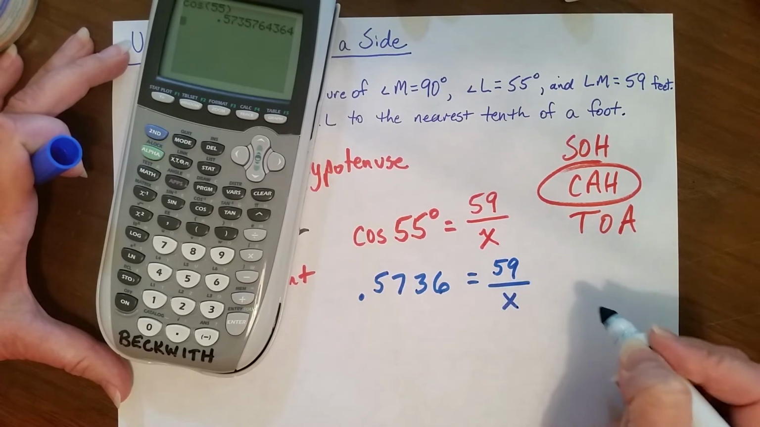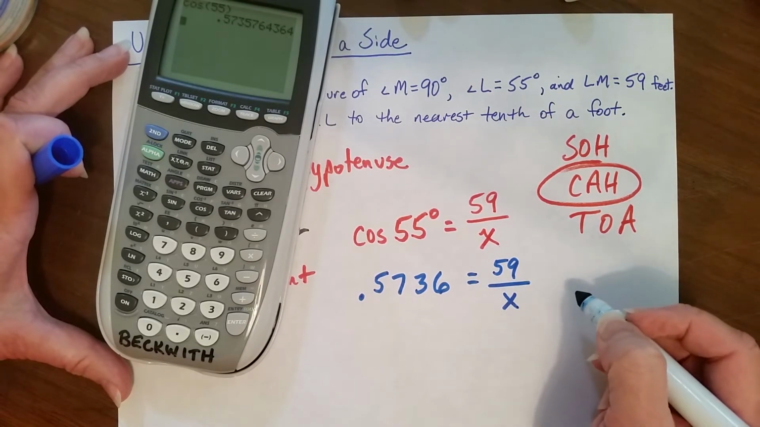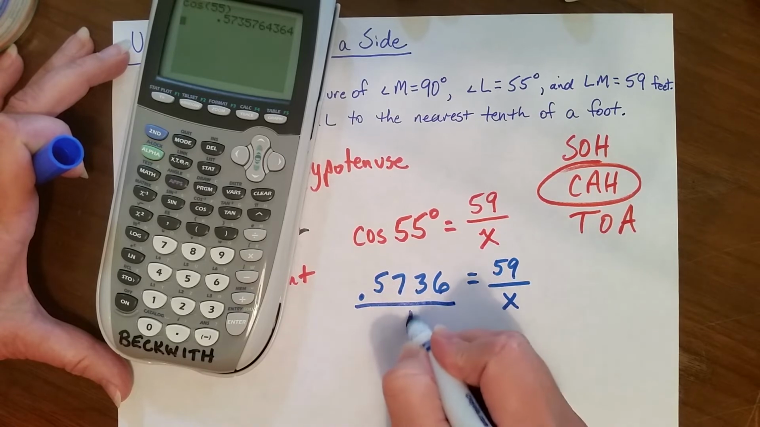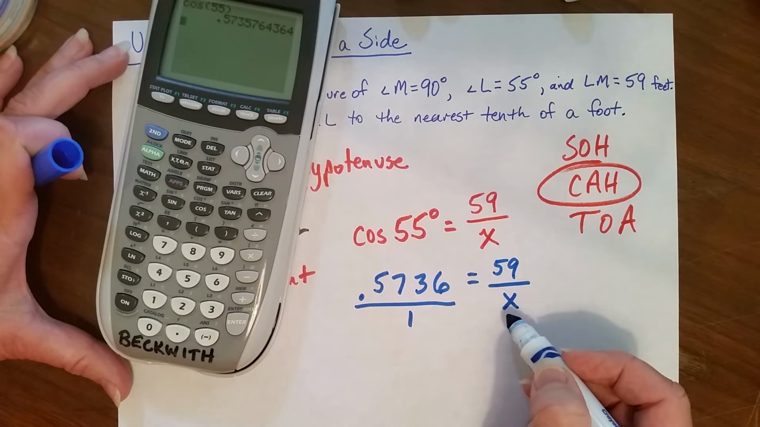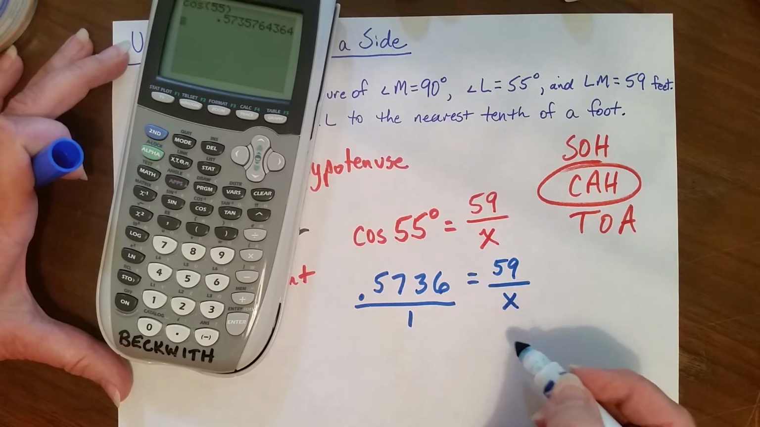Okay, he's working out the problem now. What's he doing next? Okay, he's putting that over one to set up a ratio because he realizes X is in the denominator. I think this is a great strategy here.